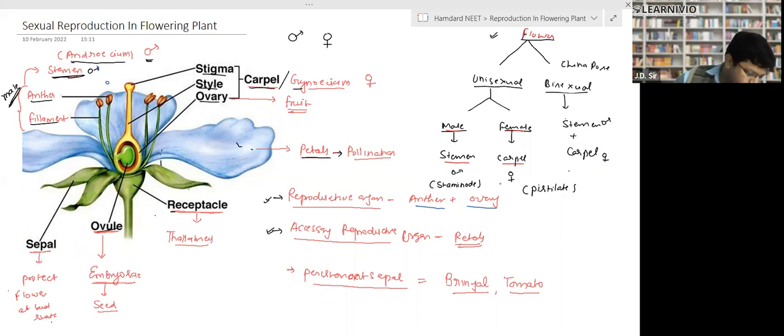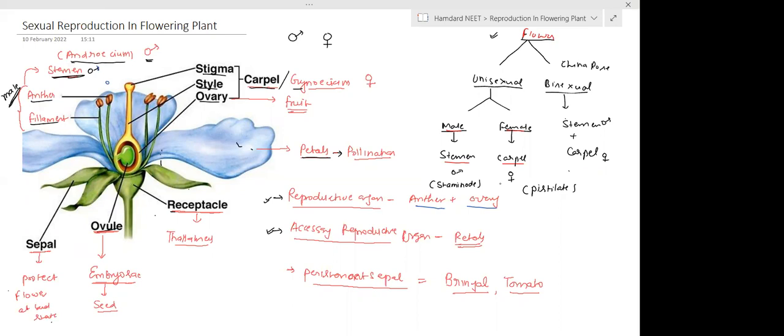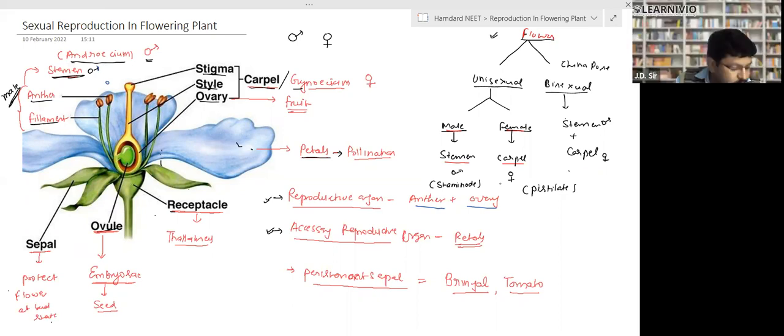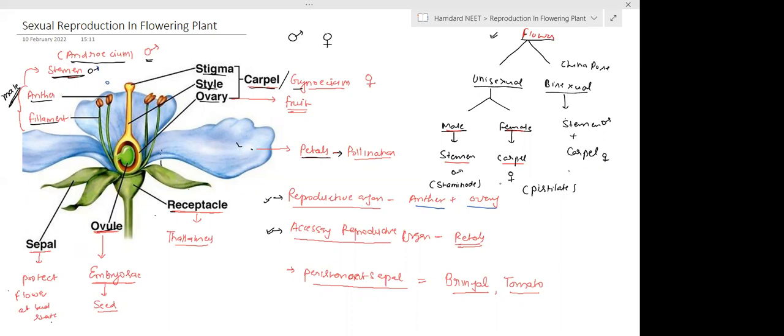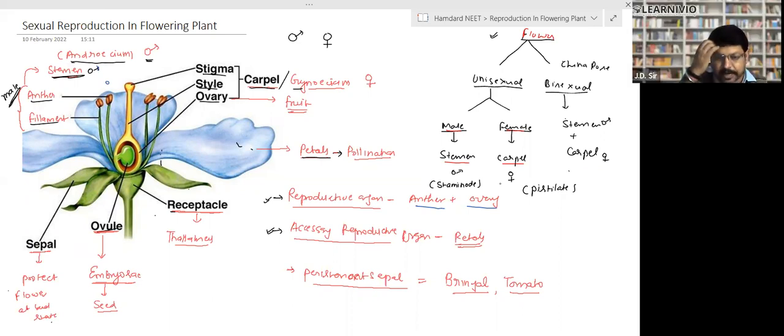Like first, I think we have started sexual reproduction. Yes, I have told you the definition of sexual reproduction. Please check quickly. Martin, did I explain it? Yes, sir. In the last class, the definition of sexual reproduction? I think so. Yeah, I told you. Okay, fine. So in sexual reproduction in flowering plants, please start writing now.